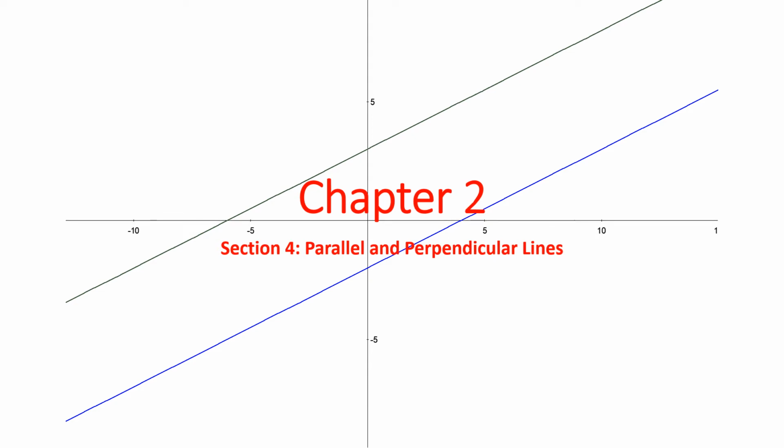Welcome back to section 4 of chapter 2. This is the last section of this chapter. It's a really short chapter, and it's been all about graphing lines using different methods.